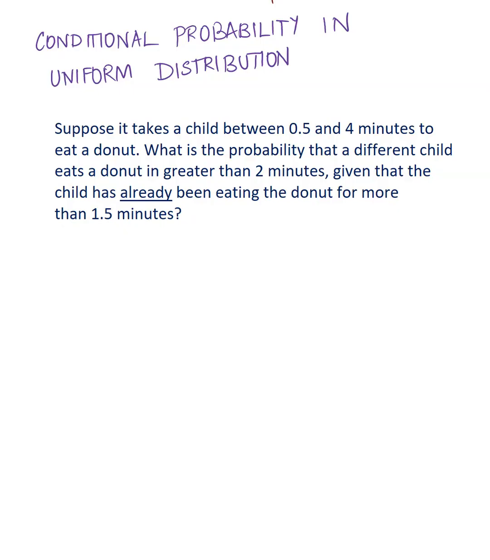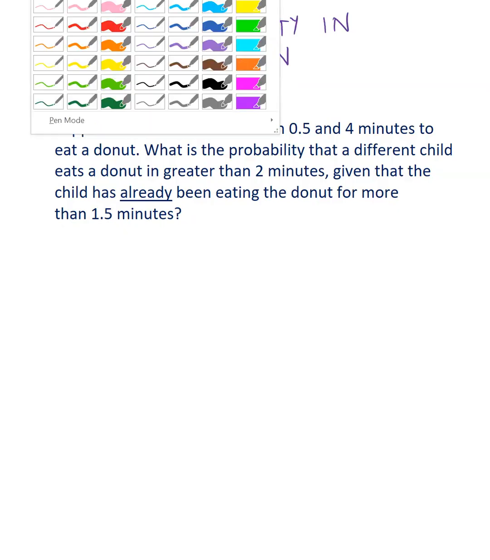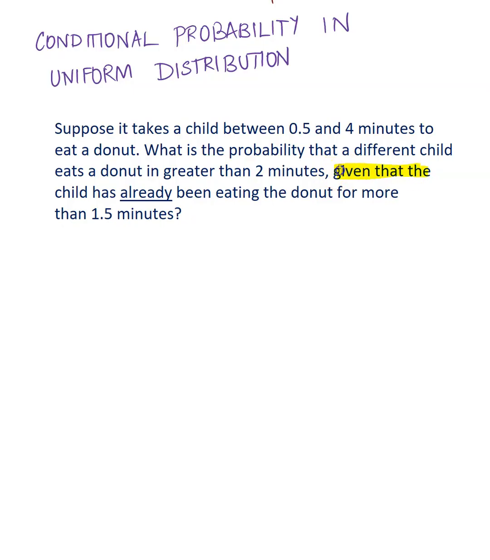Suppose it takes a child between 0.5 and 4 minutes to eat a donut. What is the probability that a different child eats a donut in greater than 2 minutes, given that the child has already been eating the donut for more than 1.5 minutes? Okay, right there, that's a classic expression for conditional probability, given that the child has already, right? So it said more than 1.5 minutes. So that's a classic idea where you see that in a uniform distribution, you have that condition. There are some other clues too, like, it takes a child between this and this minutes. So they're giving you a range, and so you do have that hint there, that clue.